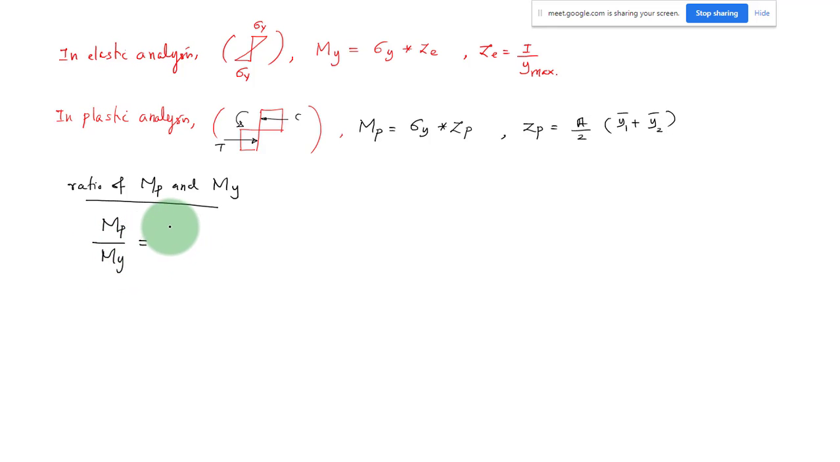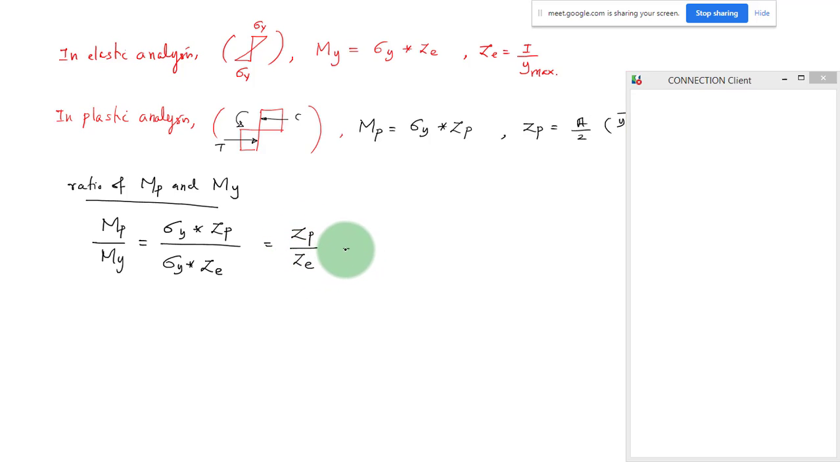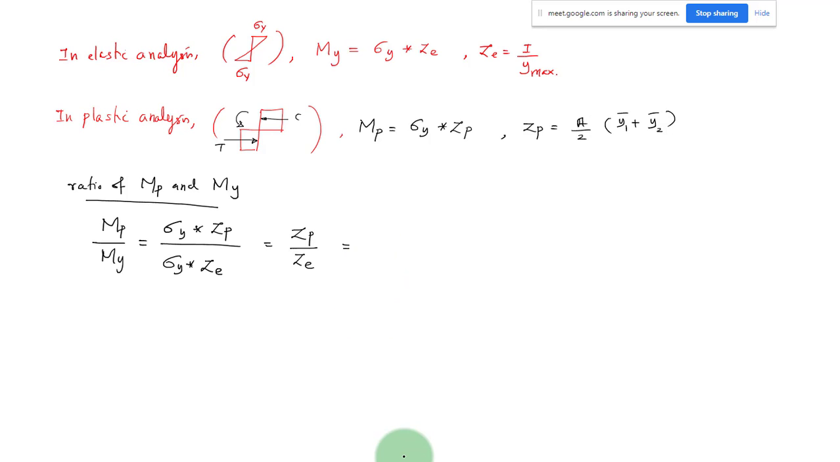So that is equal to sigma Y Z P by sigma Y Z. Okay, so what will happen here? The sigma Y term will get cancelled, and this will be Z P by Z. And this factor is known as the shape factor.